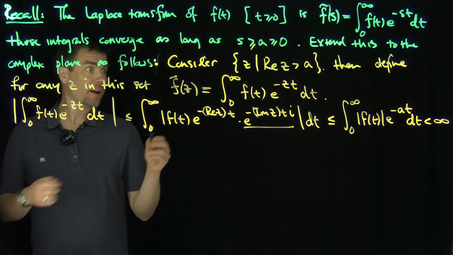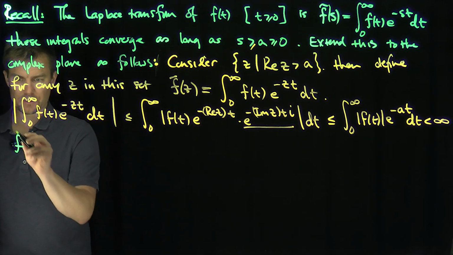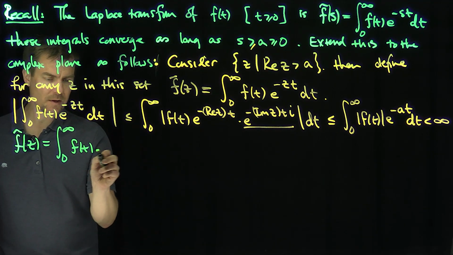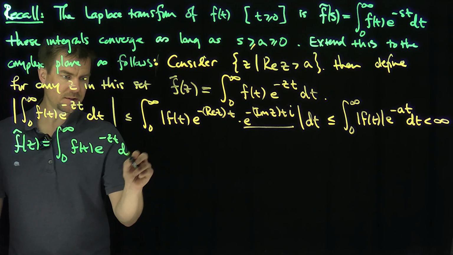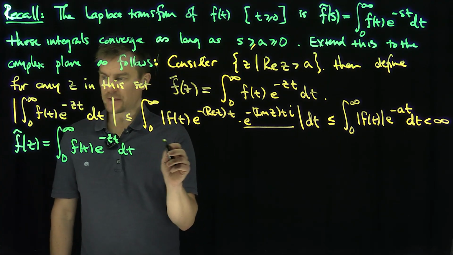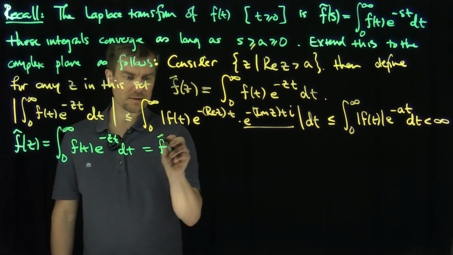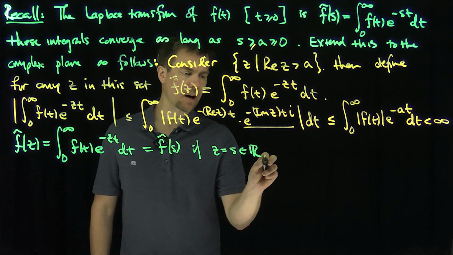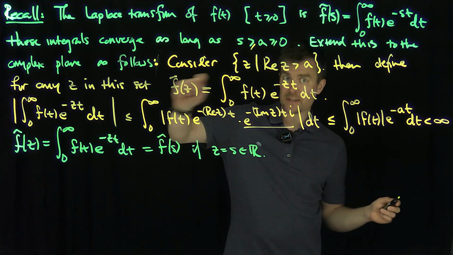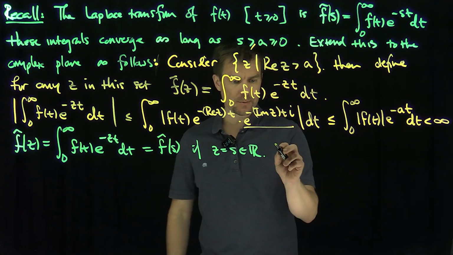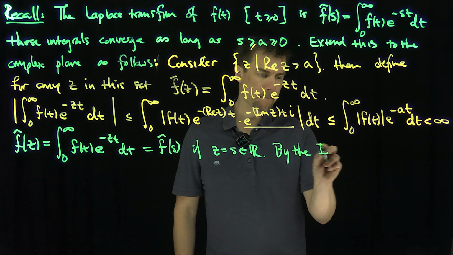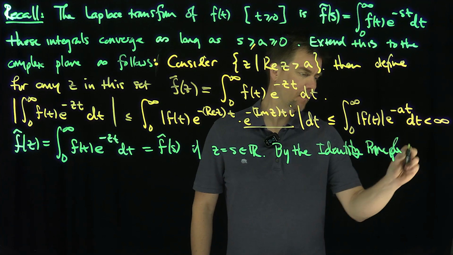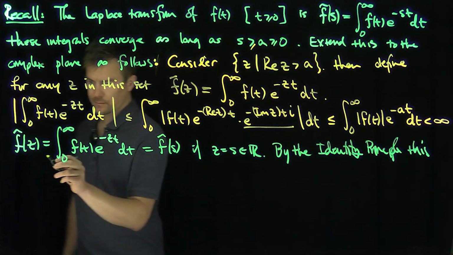Good. And so now I have a complex extension, f tilde of z, which is the integral from 0 to infinity of f of t e to the negative zt dt, and it agrees with f tilde of s if z is equal to s, which is real. So by the identity principle, this is an actual extension.